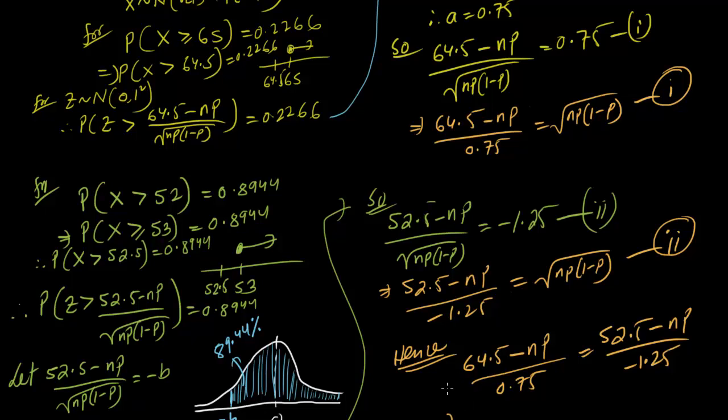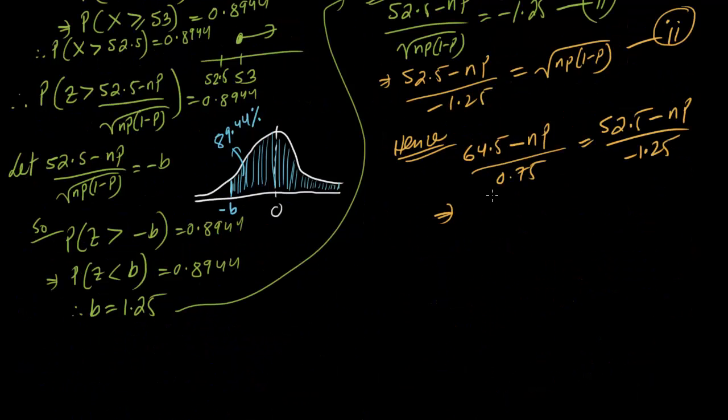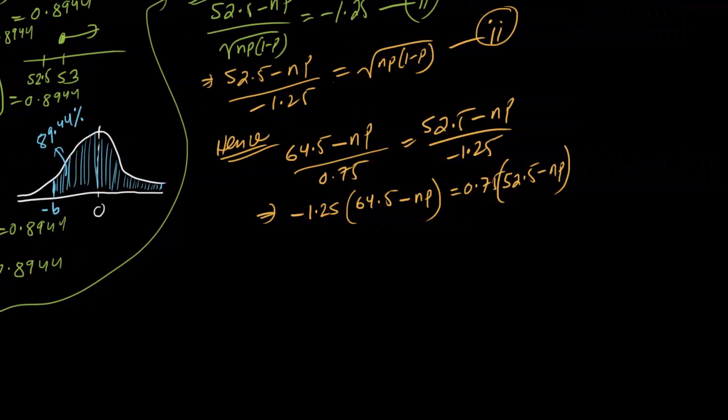So what we can do is cross multiply. If we multiply −1.25 to this side and 0.75 to the other side, this is what we get: −1.25 (64.5 − NP) = 0.75 (52.5 − NP). And let's use the calculator.